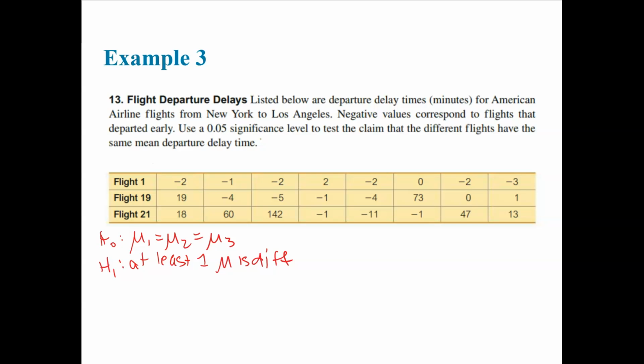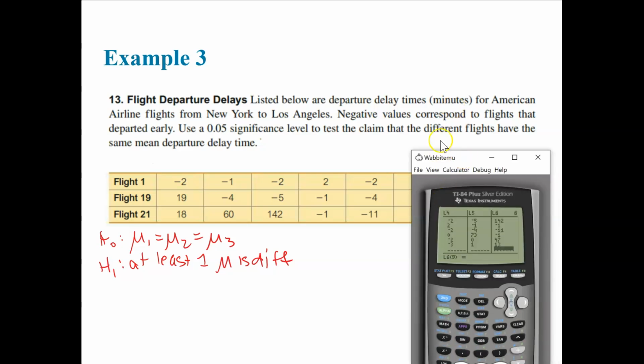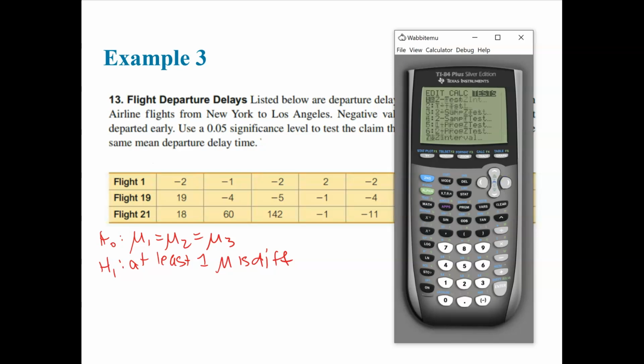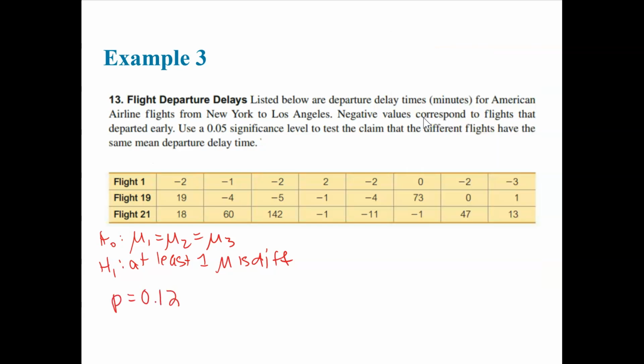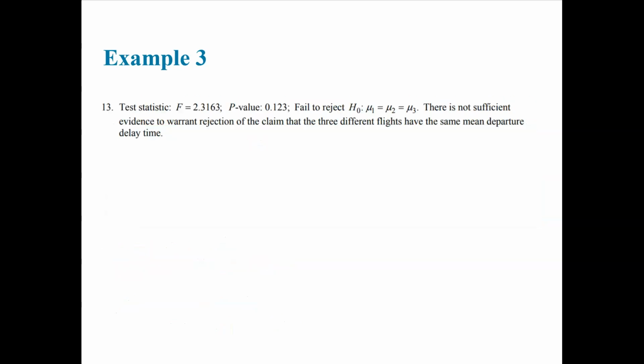So we've got our data into our list. We're going to go to Stat, Test, ANOVA, L4, L5, and again, wherever you stored your data. And we get a p-value of 0.123. So how does that p-value compare to this? It is greater than 0.05, so we do not reject the null. So if we do not reject the null, we are saying that there is sufficient evidence to not reject the claim that the different flights have the same mean delay. And if you'd like to see that written out, there you go.